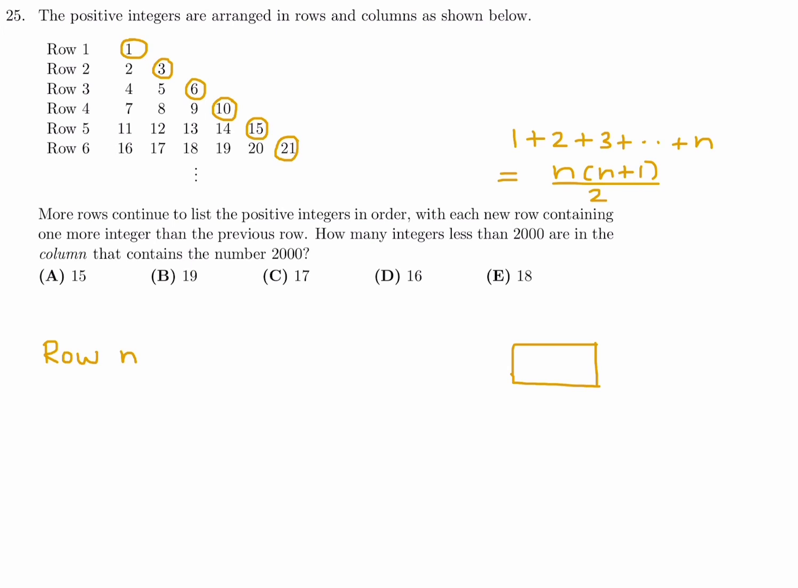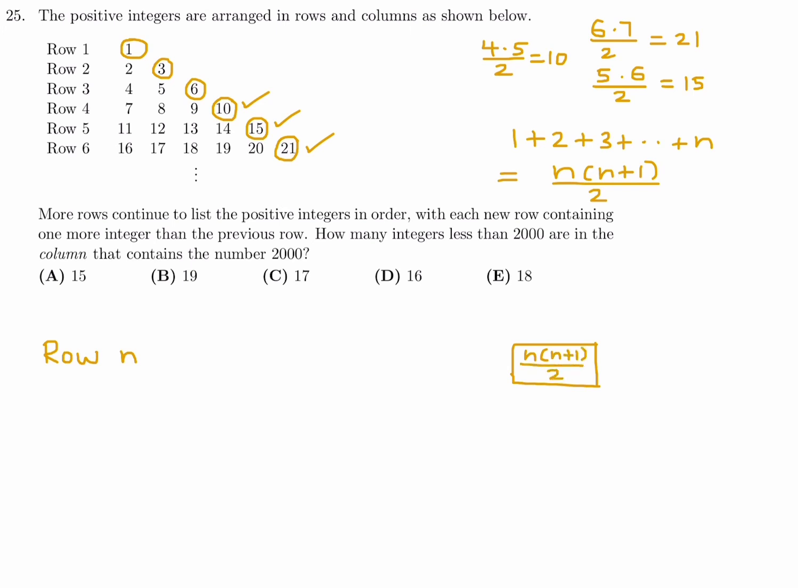So let's prove that. For row 6, 6 is my n in this case. If I put 6 into this, I get 6 times 7 divided by 2, and that is 21. There you go. What about 5? When n is 5, using this formula, I get 5 times 6 divided by 2, which is 30 divided by 2, which is 15. Let's do one more. When n is 4, you get 4 times 5 divided by 2, which is 10. So generally speaking, if the row is the nth row, the very last term in that row will be n times n plus 1 over 2.